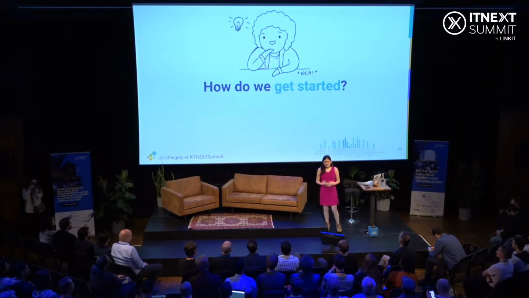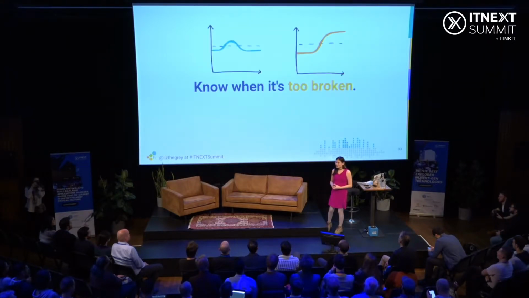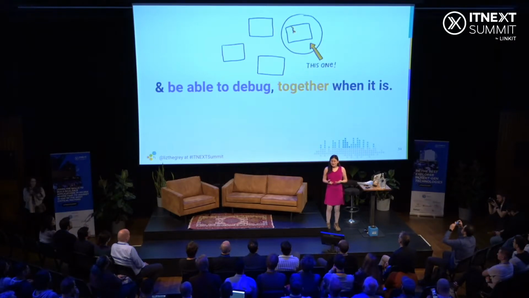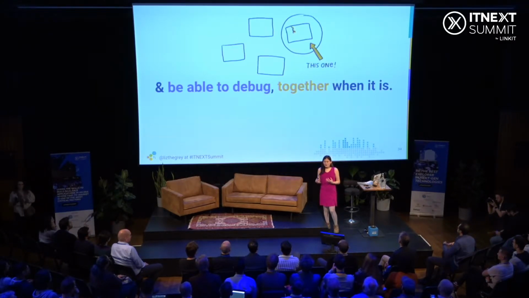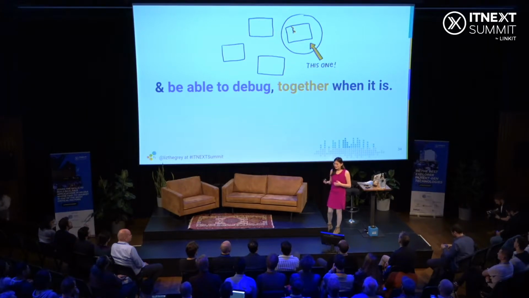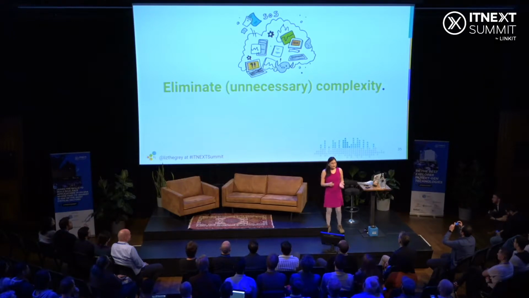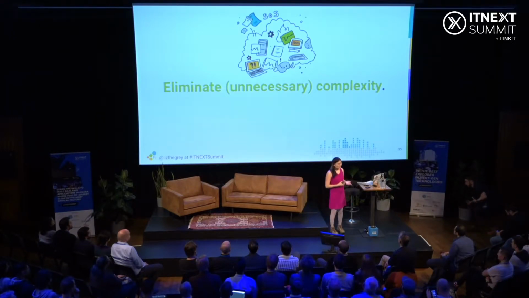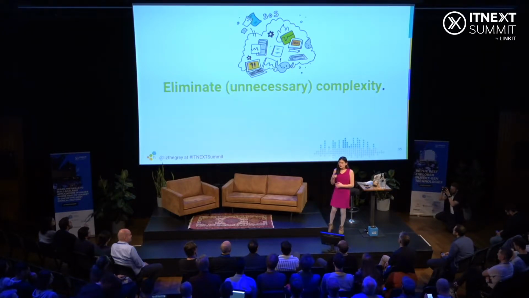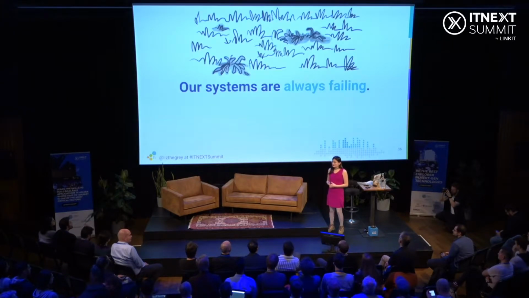So how do we get started? Today in this talk, I'm going to tell you the 4 things you need to do to achieve production excellence. The first one of which is you have to know when your systems are too broken, and only know that. Secondly, you need to be able to debug and figure out what's going on inside of your systems. And third, act in collaboration with other people to solve these problems. And then finally, we need to close that feedback loop. We need to eliminate unnecessary complexity in order to make sure that we are solving the issues in our systems rather than living the same outage over and over and over again.